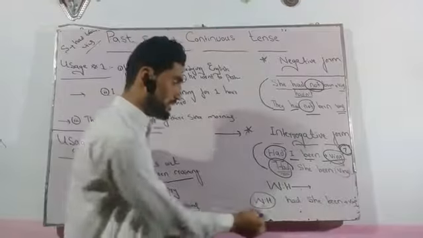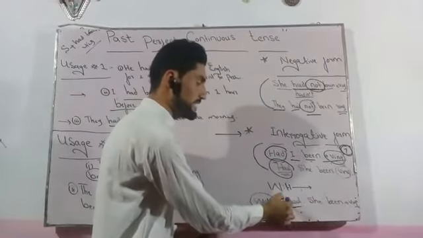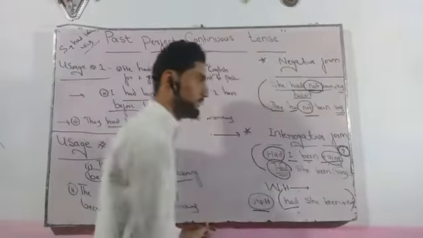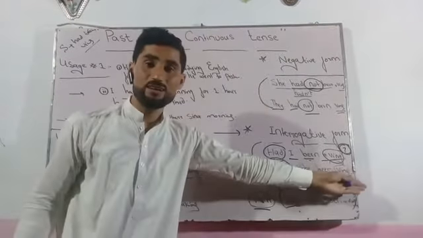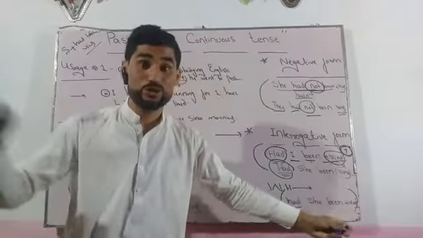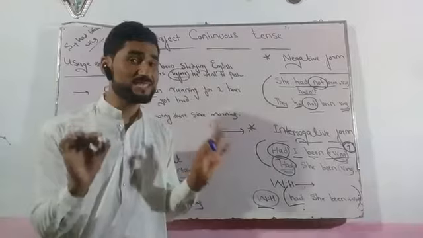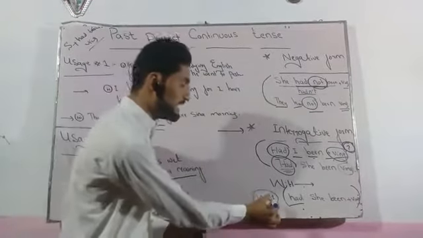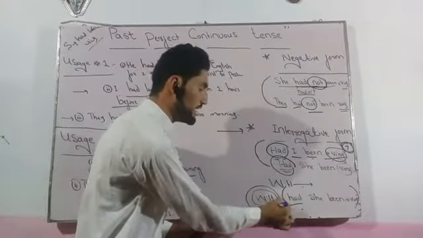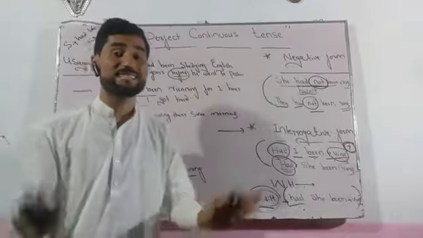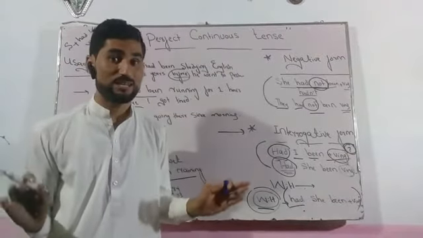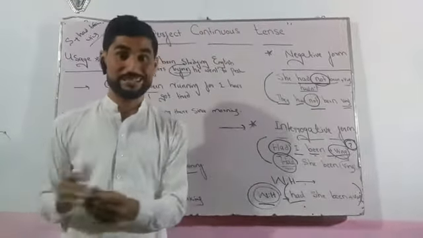For example, WH word plus had. Now this is an interrogative sentence. Had she been going there? Had she been watching this video for 10 minutes? So now this is an interrogative sentence. Just add here a WH word at the beginning of an interrogative sentence to make it a double interrogative sentence, a WH question sentence.